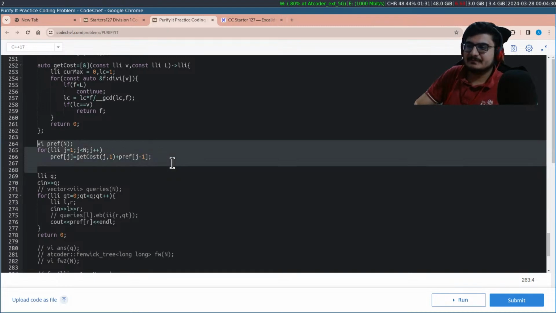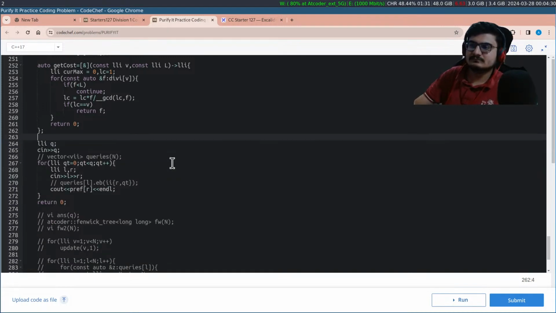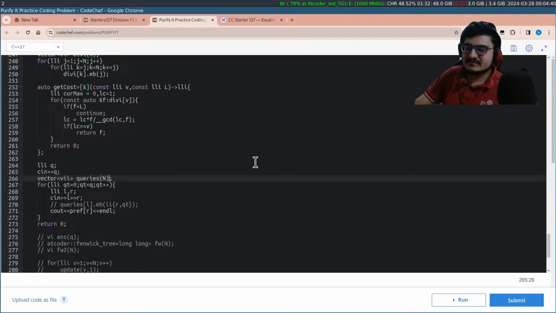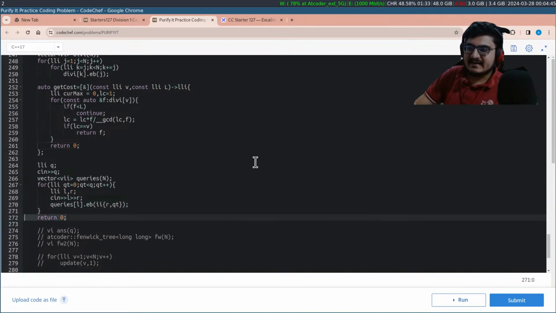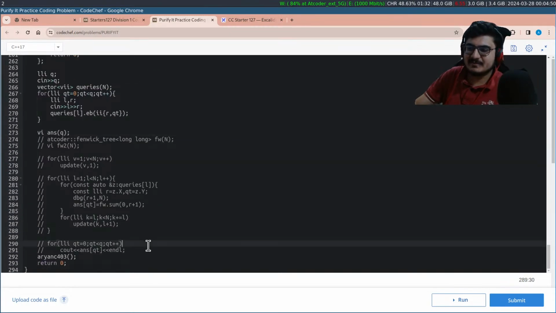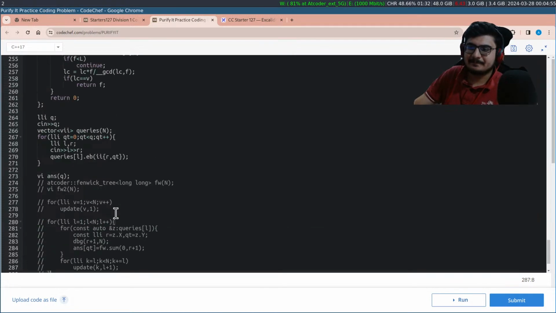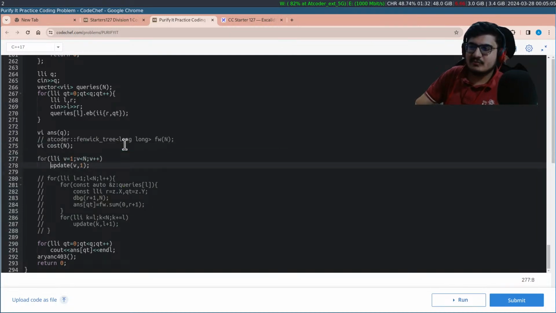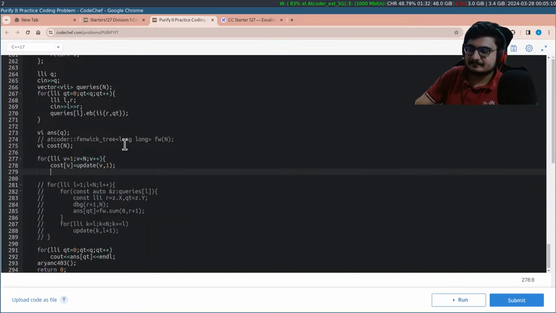So instead of prefix sum, my cost function is still the same. I first read all the queries, and for every query I maintain what is the R and what would be the query index for it. And I have created an answer vector of size Q where I would compute cost for all the queries, and at last I will print the cost. Earlier I was instantly printing it. Now I have maintained a cost vector. The initial value would be cost[V] equal to V because every number can be greater than 1.